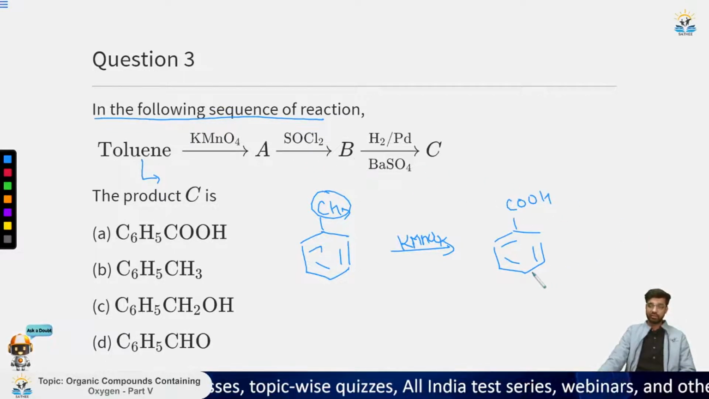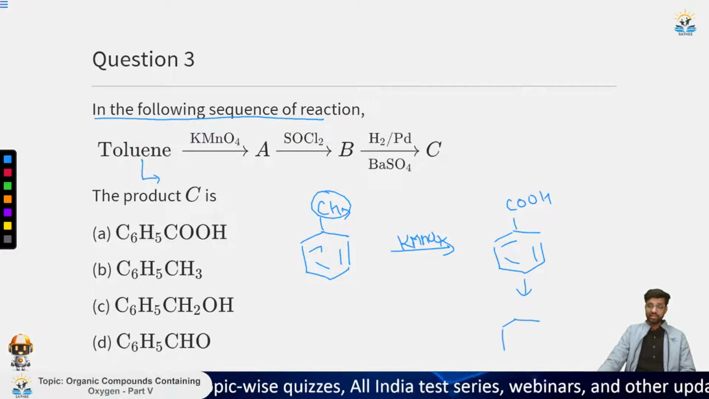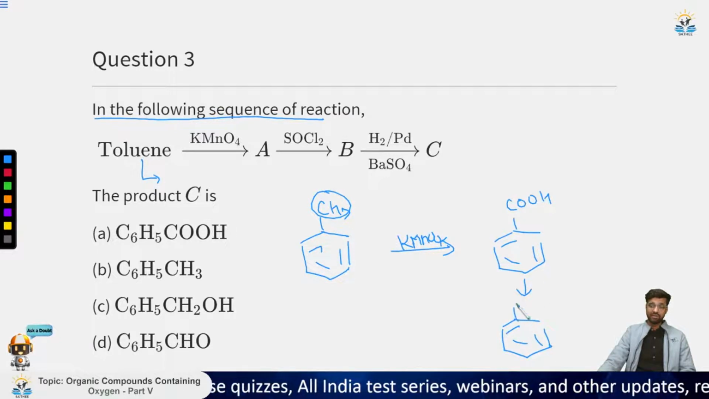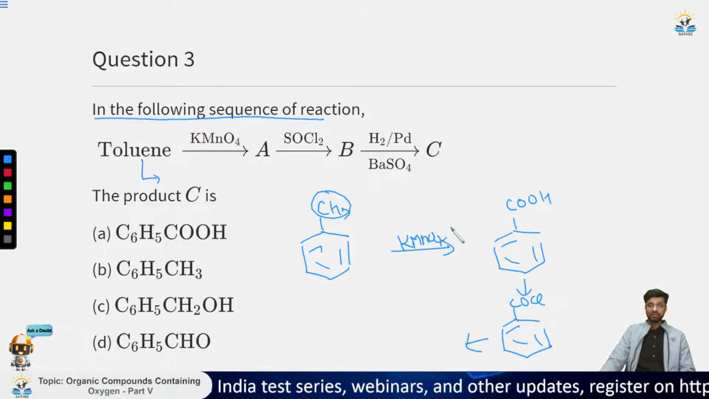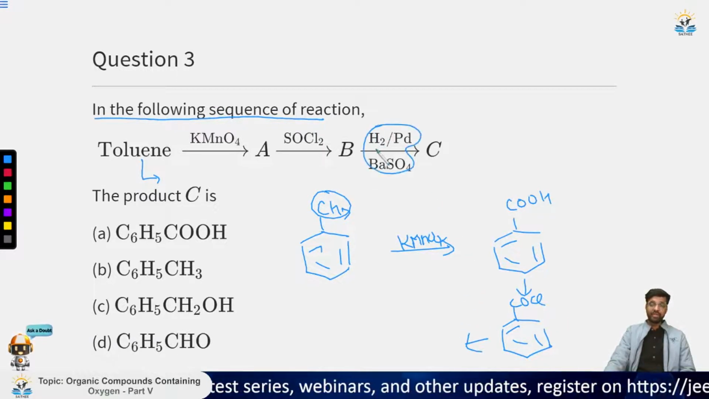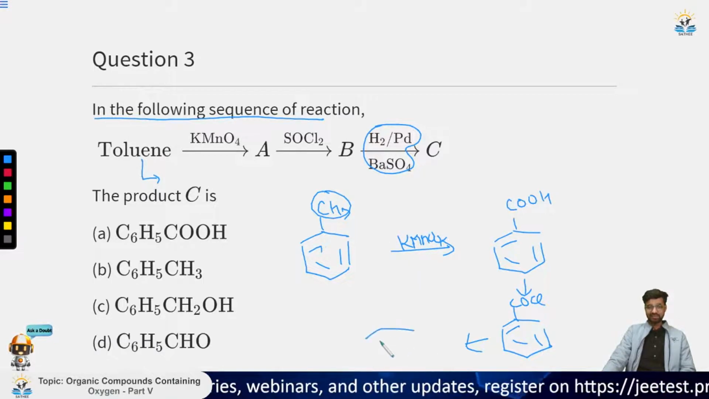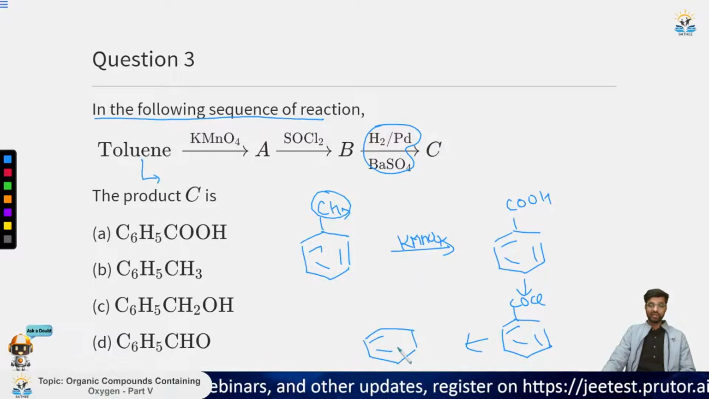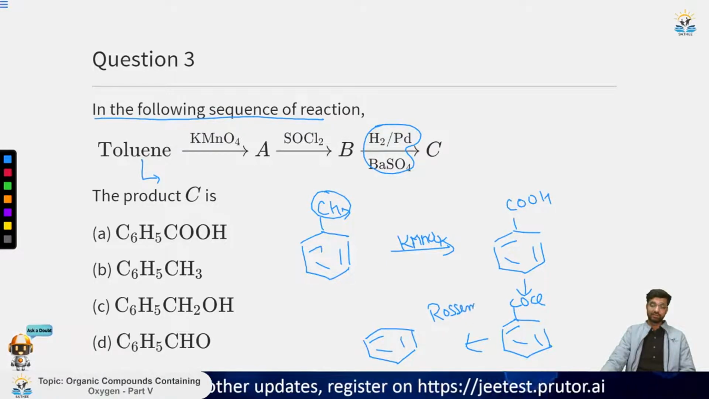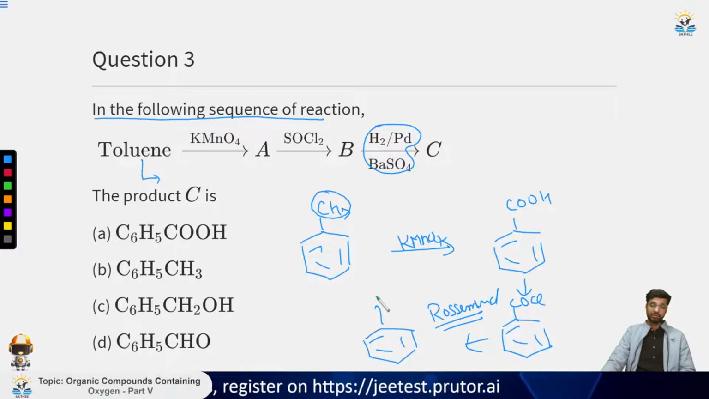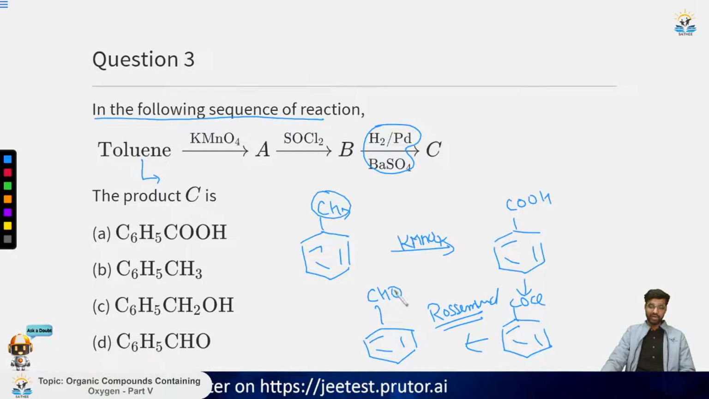Then we have this SOCl2. So we will give an SN type of reaction and you will get an acyl chloride. Okay. Then we have this H2/Pd-BaSO4. So you have seen this reaction. If you want, you can guess it. It is nothing but your Rosenmund reaction. Sorry for the wrong spelling. So it will give you aldehyde.